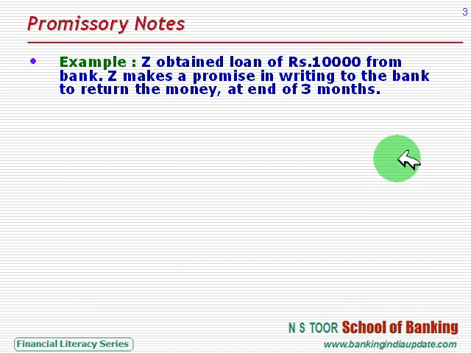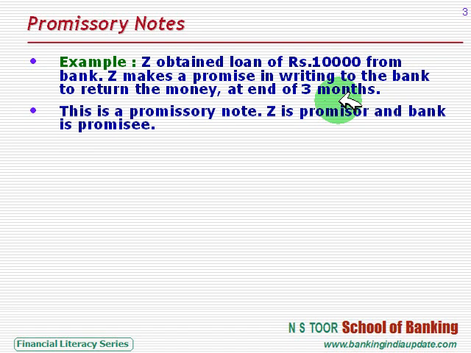Another example. Z obtained a loan of rupees 10,000 from a bank. Z makes a promise in writing to the bank to return the money at the end of 3 months. So this promise by Z is also a promissory note. Here Z is the promisor, the debtor, the person who is to make the payment, and bank is the promisee, the person who is to get the payment.